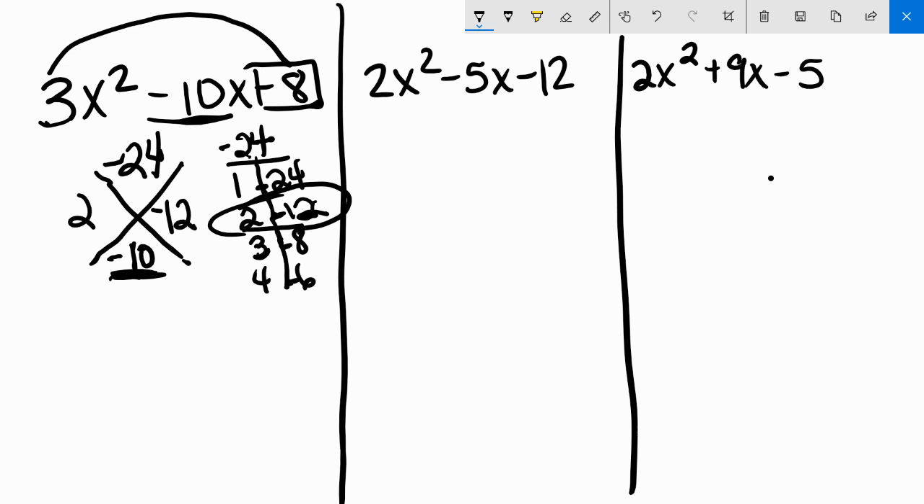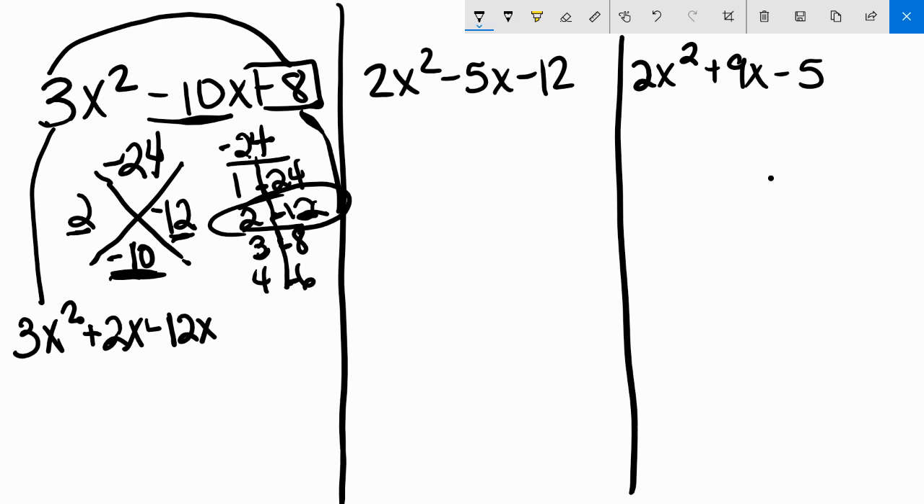And then your next step for factoring is we're going to bring down this first term, 3x squared. And then we're going to change that middle term to these side numbers on the X. So we have positive 2x, which came from the X, so it's going to stay with an X, and then a -12x. And then we're going to bring down our last term, -8.